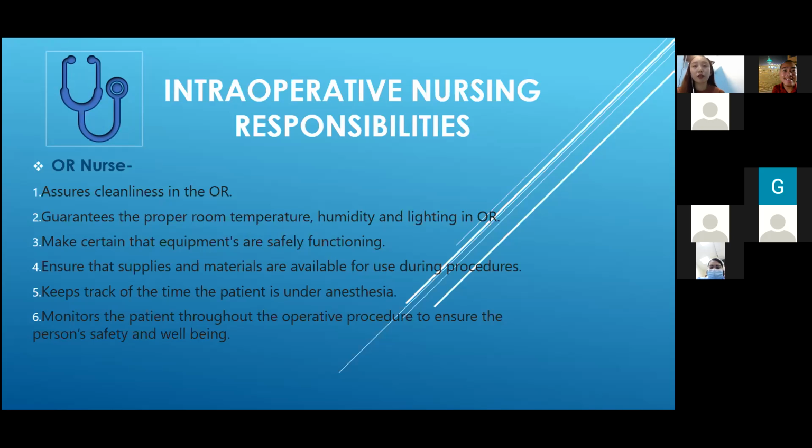And we will check that certain equipment is functioning safely, just like the infusion pump. If they are functioning, the suction machine, we will check that also. We will ensure that all the supplies and materials are available during the procedures. We will keep track of the time the patient is under anesthesia, and we will monitor the operative procedure, all throughout the procedure, the patient's safety and well-being.